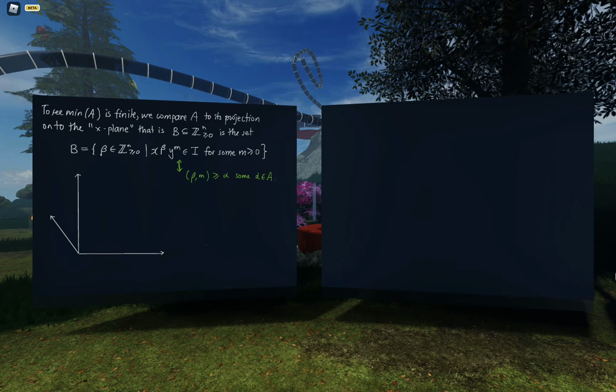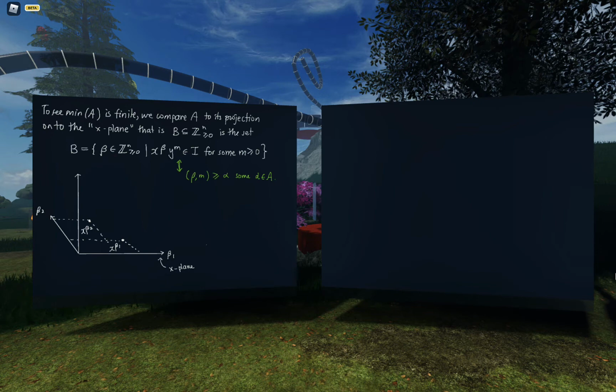Okay, so let me try and draw a diagram here. So the base is the sort of x-plane. I'm going to draw two directions, which you could think of as beta 1 and beta 2, but really you should think about it as being higher dimensional than that. Okay, so here's a point in this plane stands for an x monomial, right? So here's x to the beta 1, for example. And here's another x monomial, x to the beta 2.